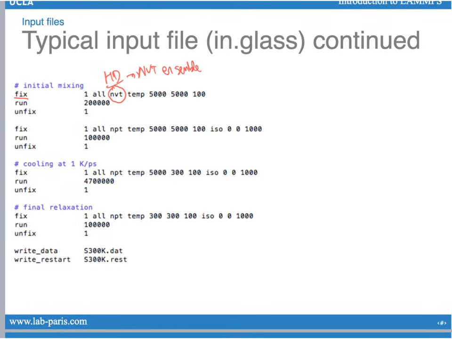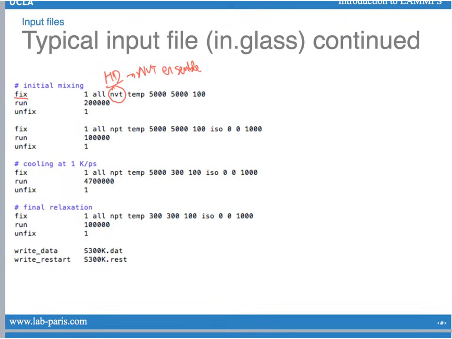We want to fix the volume. So it means that at this stage, the volume of the simulation box is fixed. The pressure will be calculated accordingly, but the volume cannot change. Here, the volume is fixed, so it remains the volume that we provided in the data file.